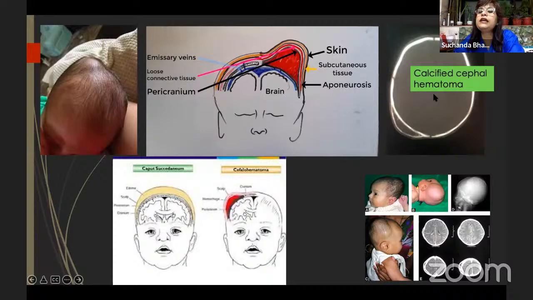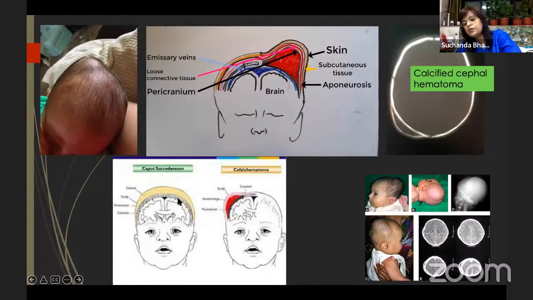And this has to be distinguished from caput succedaneum, which is a collection of edematous tissue or edema or fluid. The difference is that they cross the suture line and they're not bounded by the sutures. So that's how we diagnose them, and these occur at birth.